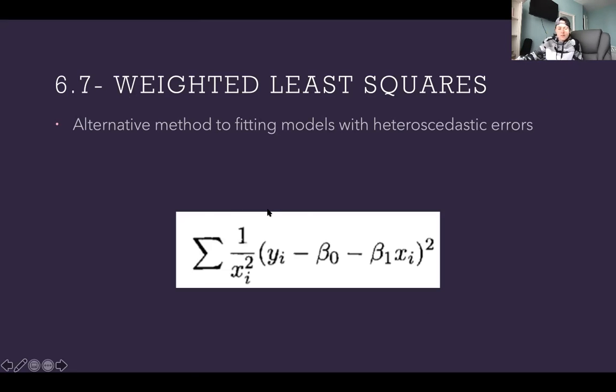We can use this formula right here, which is the summation of 1 over x sub i squared times y sub i minus the beta sub 0 term, and then we subtract the beta sub 1 term times the x sub i term, and then we square that whole thing.